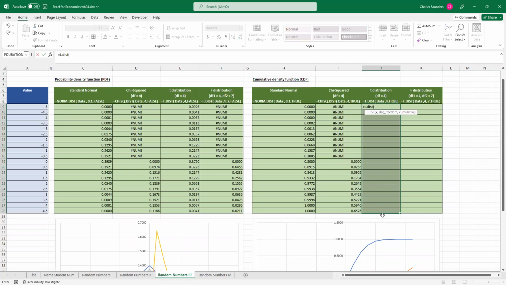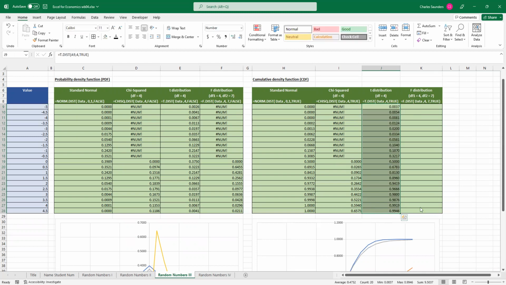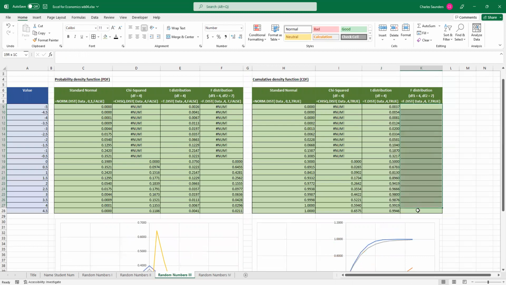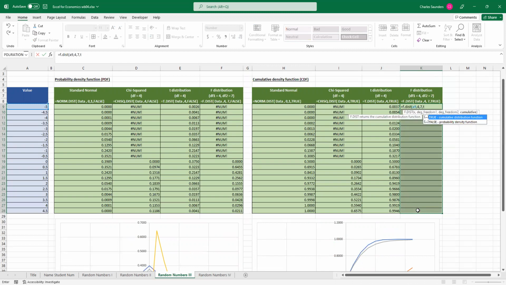T-distribution, A9, 4, true. And again, a little bit thicker tails, so it will have a higher probability before and lower after 0. Last one is the F distribution. A9, 4, 7, true.